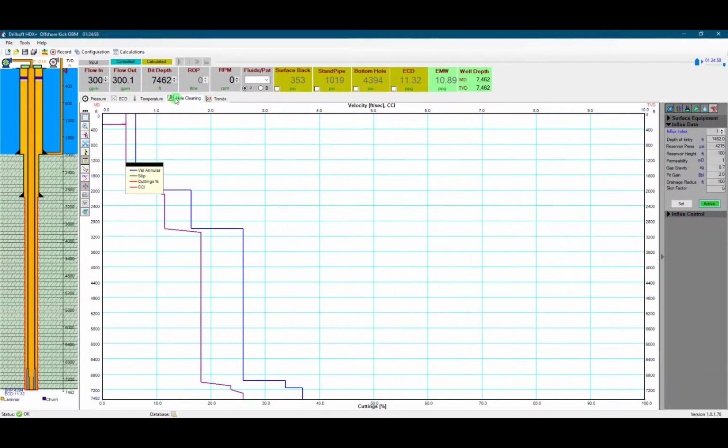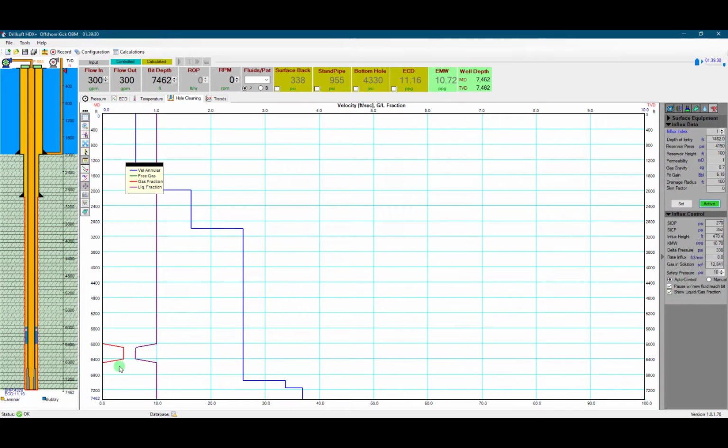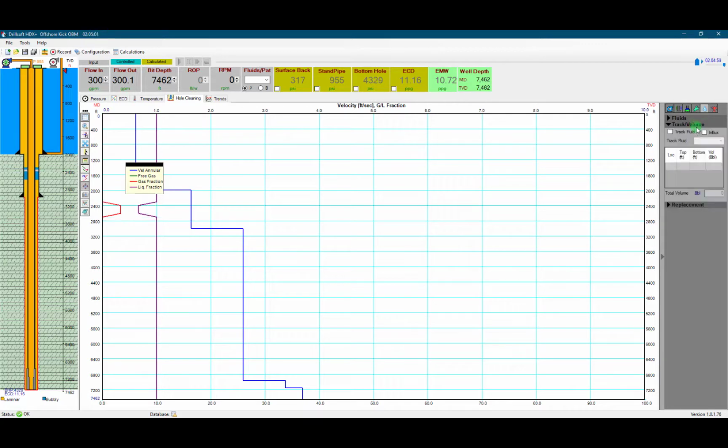We can see the gas and liquid fraction here by going into the hole cleaning graph and under influx control by hitting the show liquid gas fraction. So we see in the red, we see the gas fraction. In purple, we see the liquid fraction. And near the top, we'll see a green line pop out, and that is when the gas comes out of solution as free gas. It will be traveling. We can also track the gas under trip volume and influx.